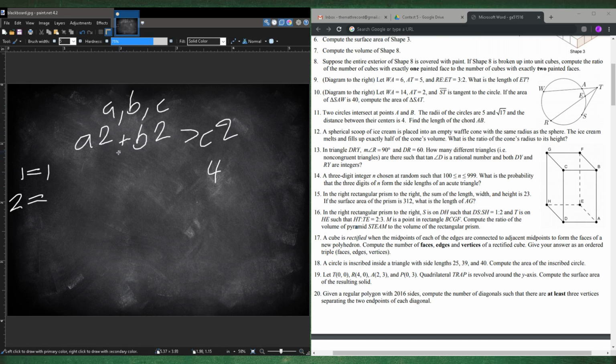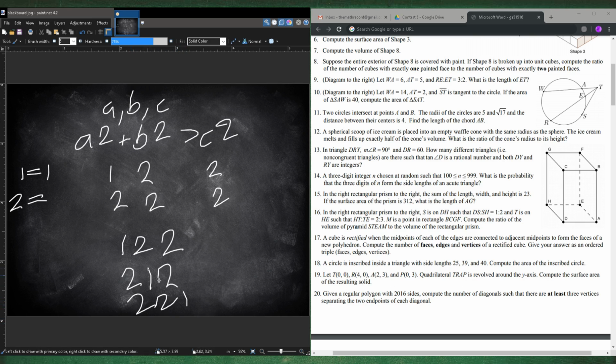The only way would be 1 and 2, or 2 and 2. Or you could have 2 and 1. Basically it's the same idea, because these are integers, so you can have 1, 2, 2, or 2, 1, 2, or 2, 2, 1. You just need those three numbers, or you can have 2, 2, 2. So there are actually 4 ways you could do this.